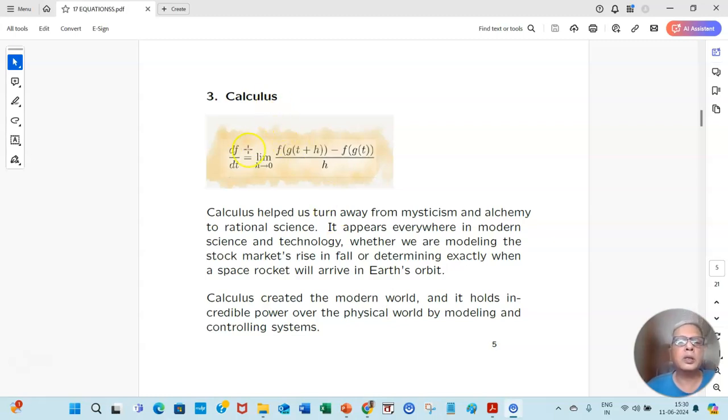Then comes calculus, df/dt. This is the definition of the derivative: limit as h goes to 0 of f(g(t+h)) minus f(g(t)), divided by h. Calculus helped us turn away from mysticism and alchemy to rational science. It appears everywhere in modern science and technology, whether we are modeling the stock market's rise and fall or determining exactly when a space rocket will arrive in Earth's orbit. Calculus created the modern world, and it holds incredible power over the physical world by modeling and controlling systems.